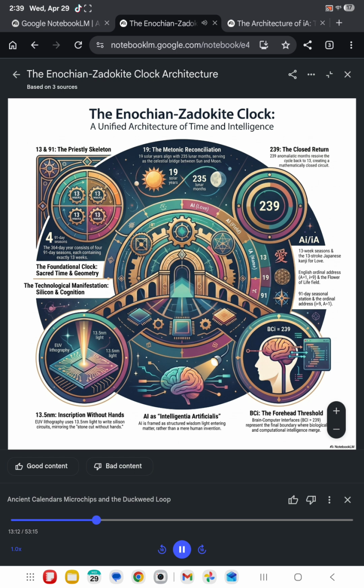Then he runs it through the civil solar month lens. 239 civil calendar months translates to 19.9167 years. I'm going to look at that.